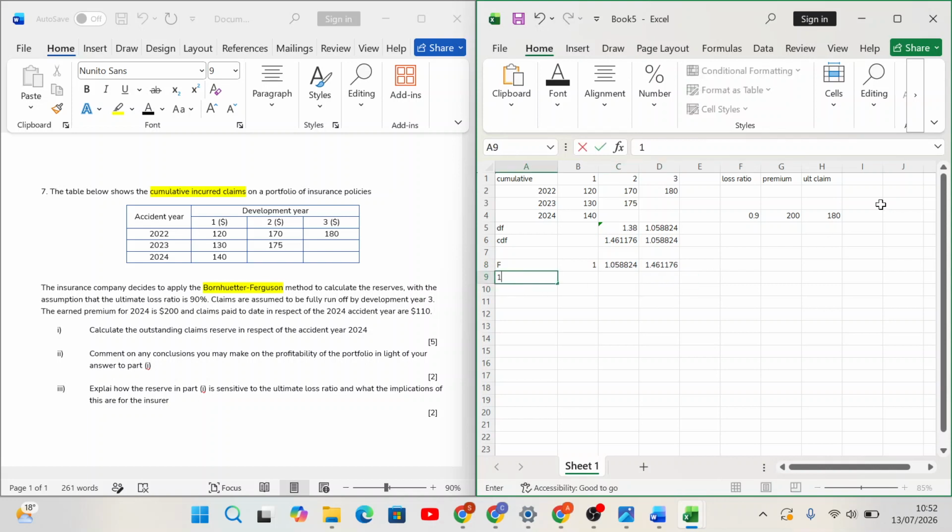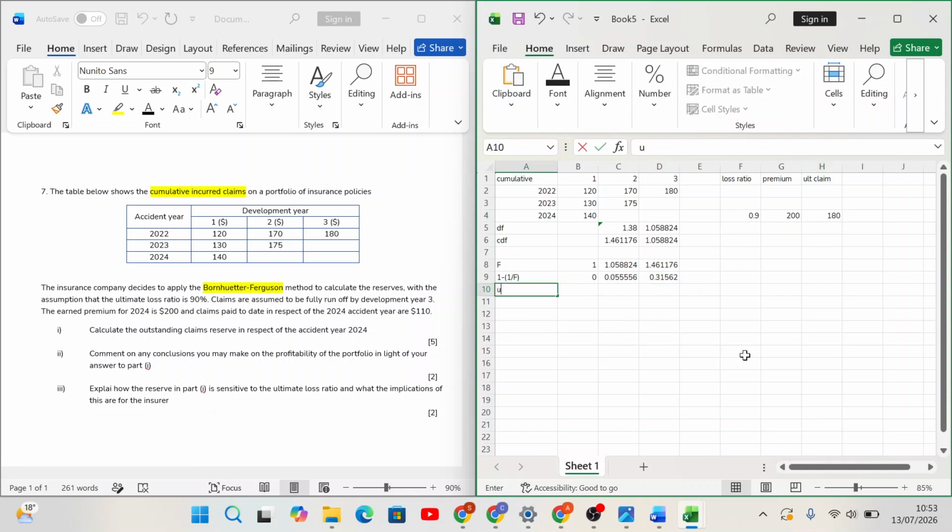From there, we go on to calculate this other factor of 1 minus 1 divided by the factor F that we had calculated earlier. 1 minus 1 divided by our factor F, which is this number here. So we'll always have 0 there. I drag and I've calculated that factor there. So from there, our next step is to calculate the emerging claims, and our emerging claims is a factor of the ultimate claims for the year 2024 multiplied by this factor here.